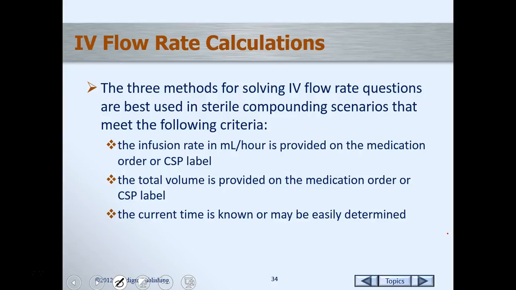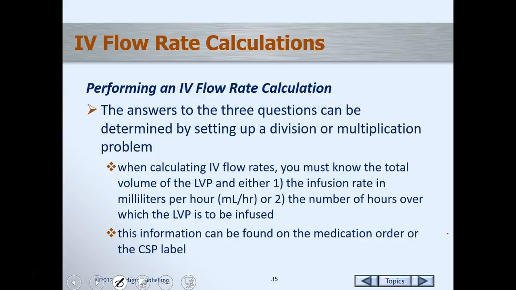So 3 methods for solving IV flow rate questions are best used in sterile compounding scenarios. The infusion rate in milliliters per hour is given on the CSP label, along with the total volume provided on the medication order or the CSP label, and the current time. So those are the items that we would need to find out how long this bag will last, or what time we need the next bag.